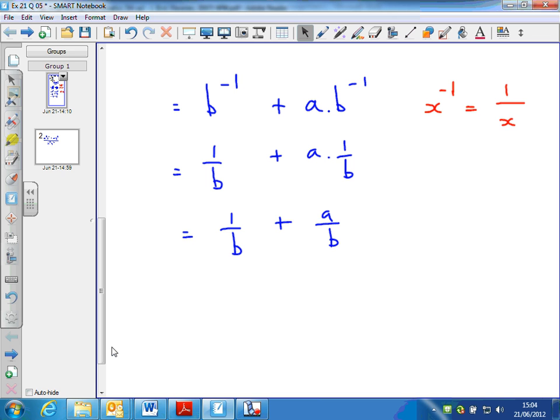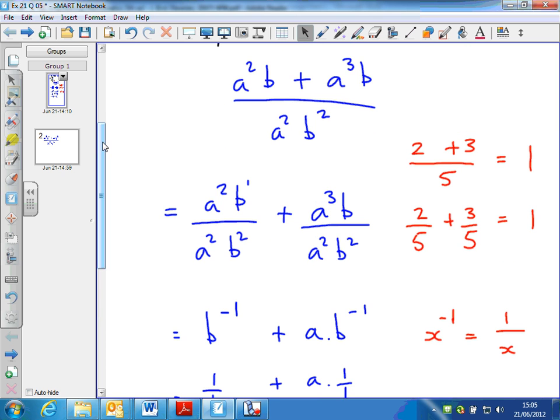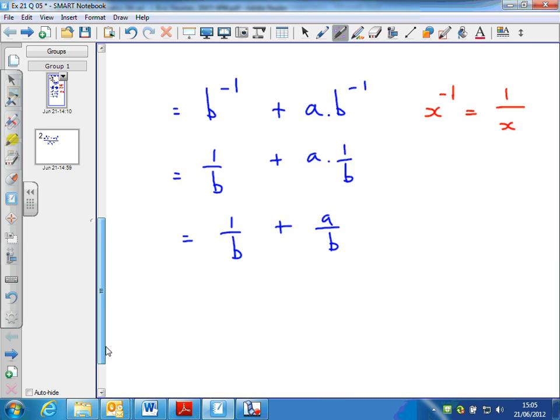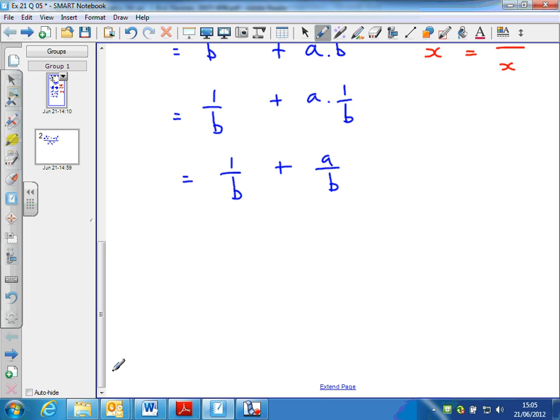Because they're both over b, I can now go back to this first fraction idea that I was thinking of here. If they're both over 5, then I can actually add them and put it all over 5. So going backwards, I can now rewrite this as 1 plus a all over b, which is the answer in the textbook.